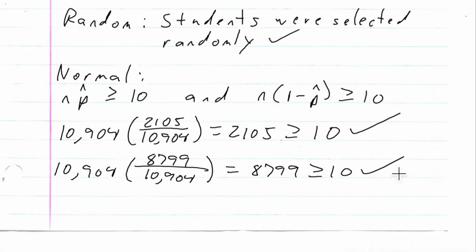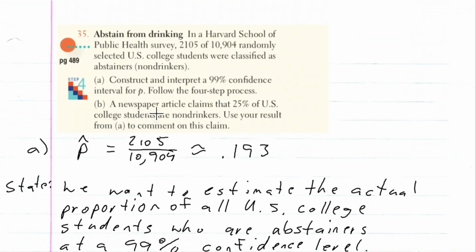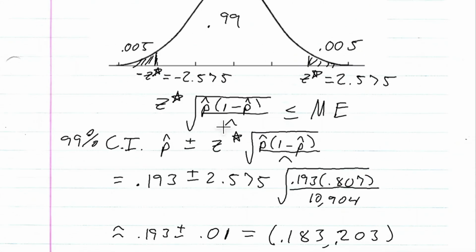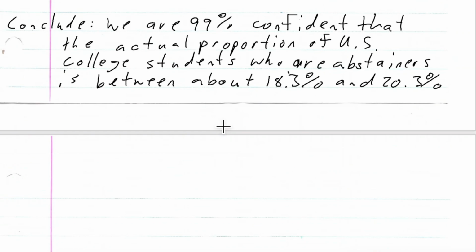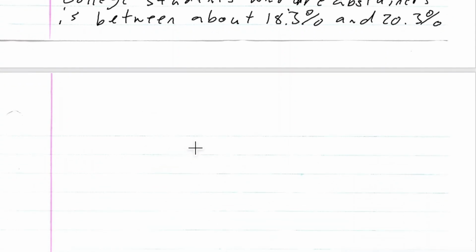Now we had a part B for this problem. A newspaper article claims that 25% of U.S. college students are non-drinkers. Use your results from part A to comment on this claim. So we can see that it's not very likely that 25% of college students in the U.S. are abstainers, because based off of that one sample, we're 99% confident the actual proportion would be between about 18.3% and 20.3%. So we can just write that basically.